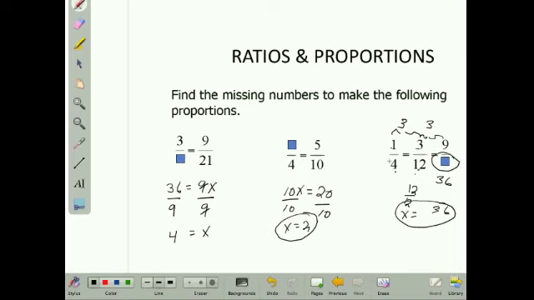Hopefully that makes it a little more clear. So just look for the pattern, and in each of these cases you notice that there's a pattern that's evolving.